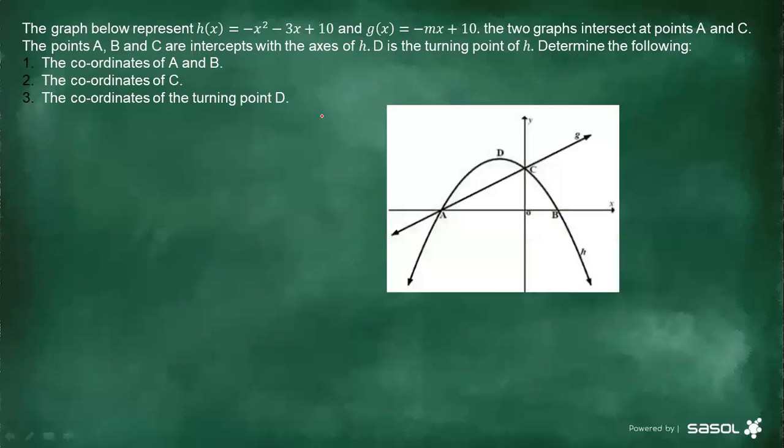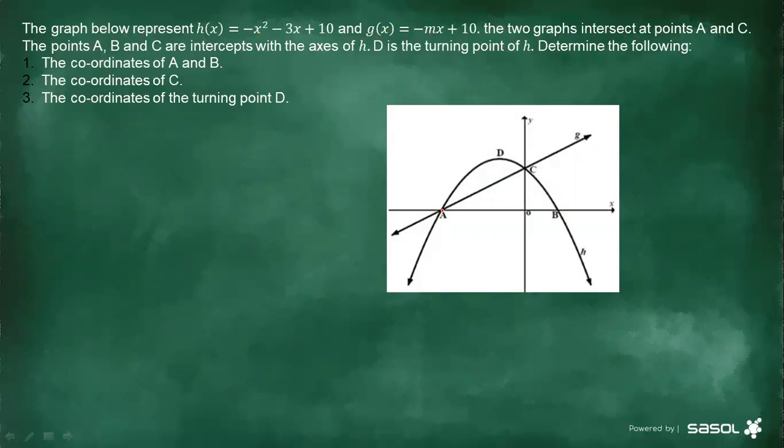All right, now let's try to answer questions and see if we can apply what we have just learned. The graph below represents h of x equals negative x squared minus 3x plus 10 and g of x equals negative mx plus 10. The two graphs intersect at points A and C. Find the coordinates of A and B.